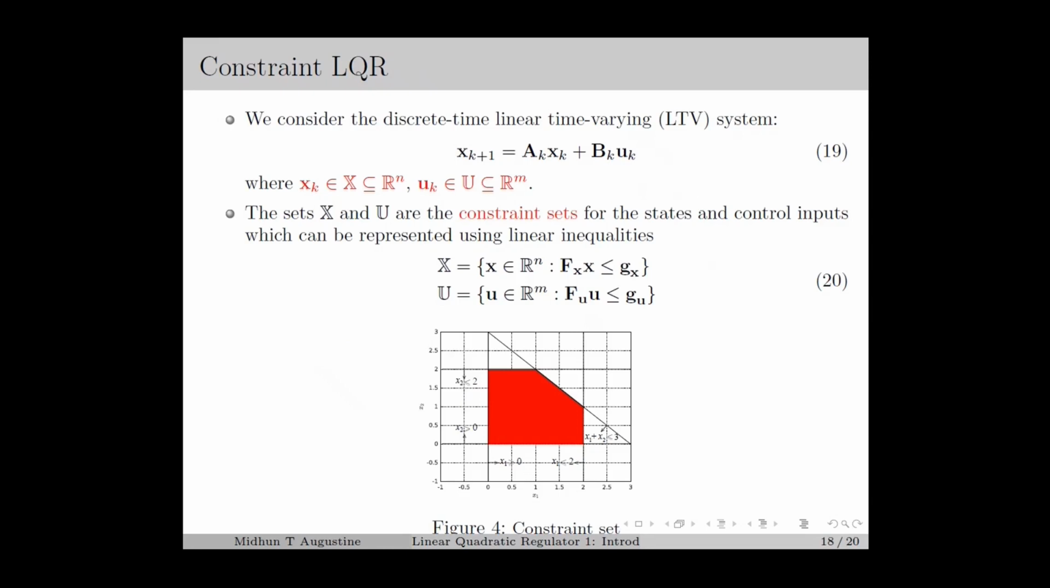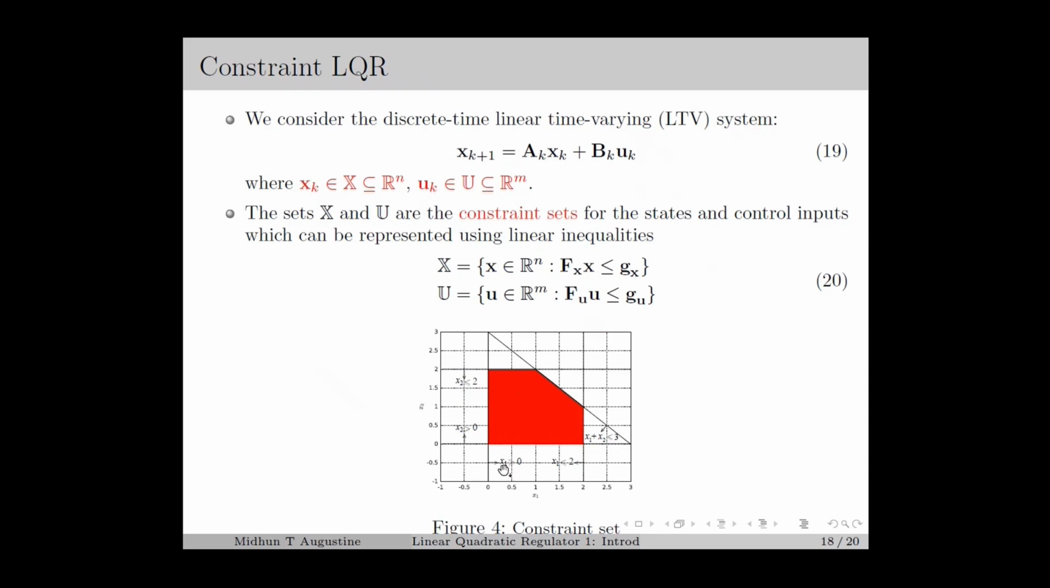Next, we move on to the constraint LQR problem, in which we consider the linear system as given in equation number 90. Here the main difference is that the state vector xk and the control input uk belong to some constraint sets, which we denote by X and U. And the constraint sets for states and control input can be represented using linear inequalities as in equation number 20. For example, in the case of second order systems, the constraint set for the state can be represented as in figure 4.